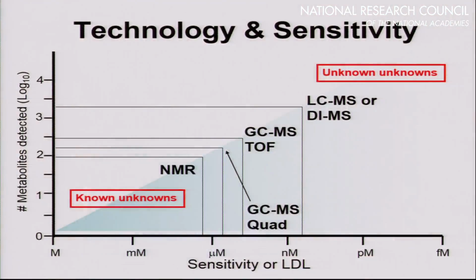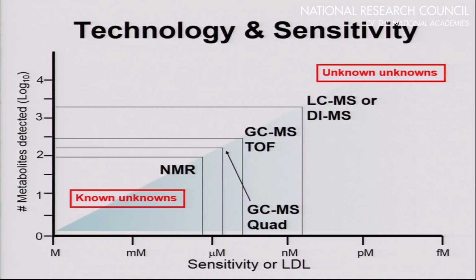Different technologies used in metabolomics have different levels of sensitivity. The least sensitive technique is NMR. The most sensitive technique is LCMS. In between is gas chromatography. Now you could say, why don't we just exclusively do LCMS? The reason is that as we get down to the picomolar and femtomolar sensitivity, many of the peaks that we see are simply not identifiable.